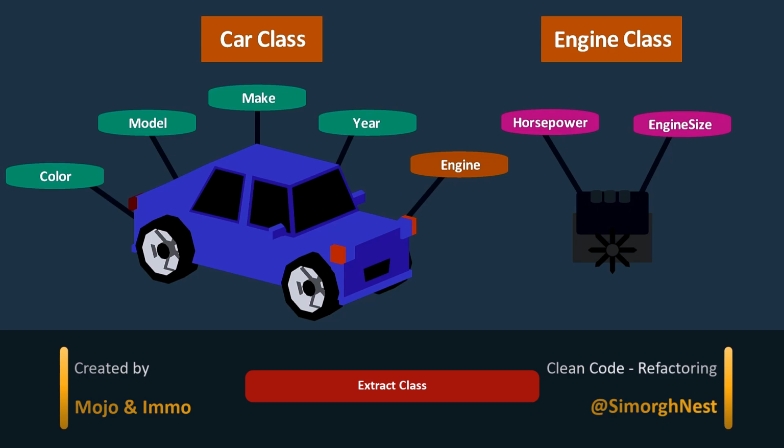Extract class separates what a class does into different classes. This makes the code easier to understand, and it's a common way to improve code quality. When used right, extract class helps manage complexity and separate responsibilities in a project.